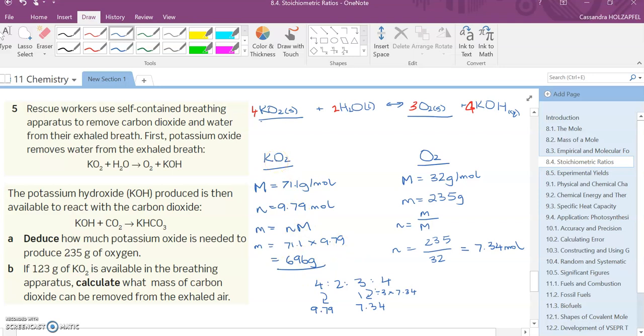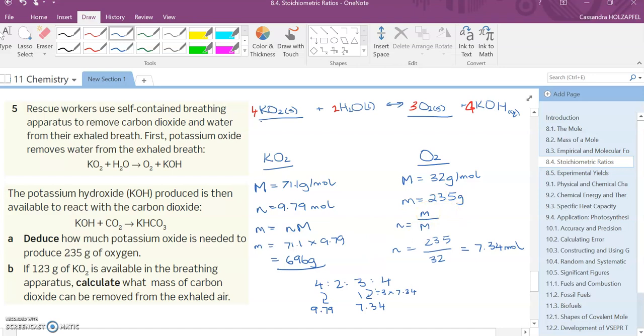So let's just quickly check, does that seem reasonable? Well, keeping in mind that we've got slightly more moles and we've got a slightly heavier molar mass of the potassium oxide, then this means that this value here should be higher than our mass of our oxygen. We had 235 grams of oxygen, we've got 696 grams of potassium oxide. Yes, that does seem reasonable to me that this would be a higher mass than what this one would be.